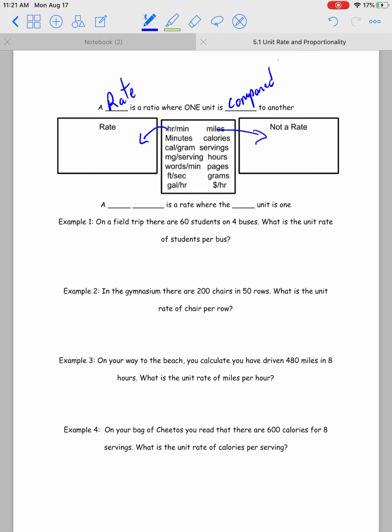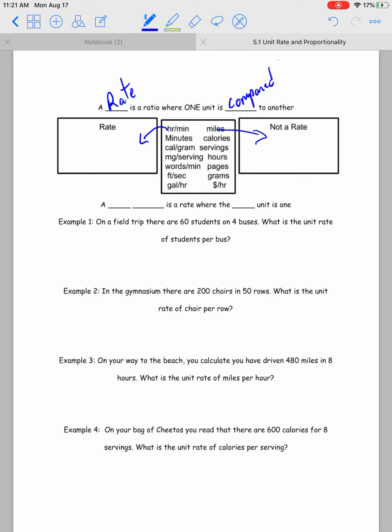Take a second. Maybe you can pause it, take a couple seconds, see if you can think of which ones are rates and not rates. Pause your video and see if you can find some real quick. All right, I hope you actually paused it. Now, let's go over it.